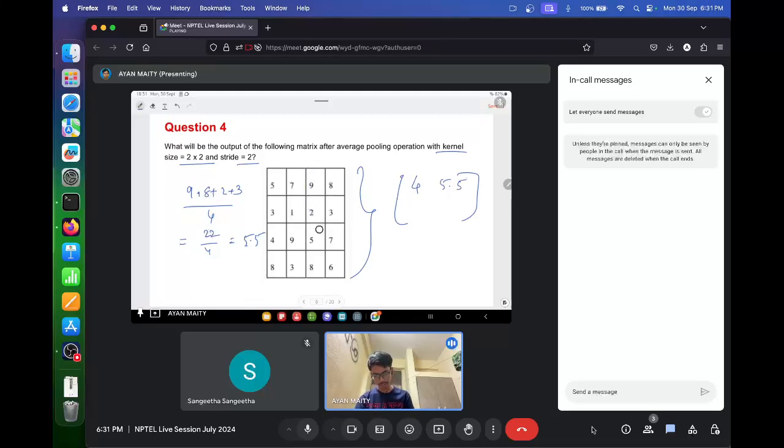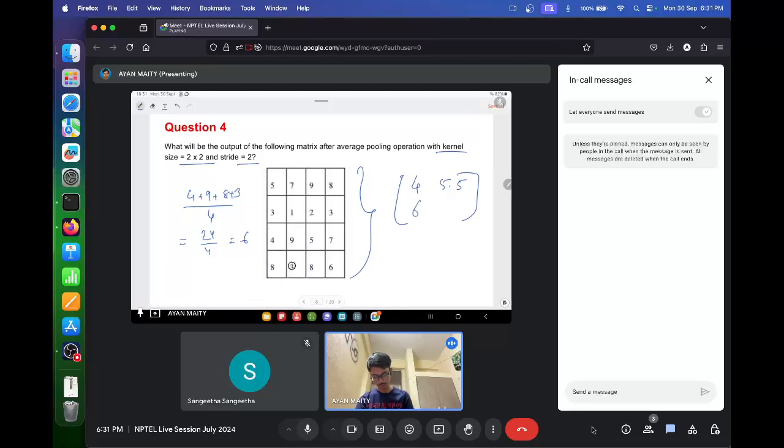Now after this, the stride is 2. So the next 2 by 2 matrix would be this one. So 4, 9, 8, 3. 4 plus 9 plus 8 plus 3. So that gives us 13 plus 8 is 21. 21 plus 3 is 24. So it's 6.